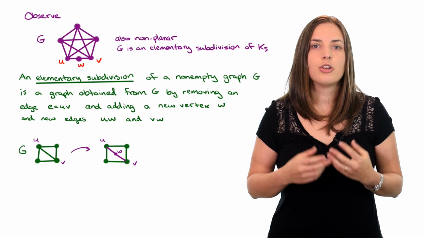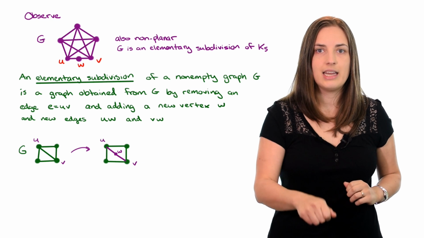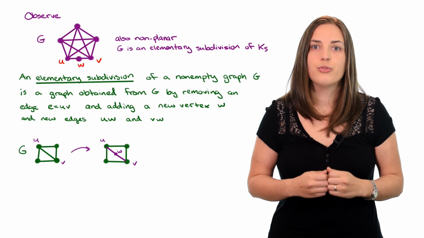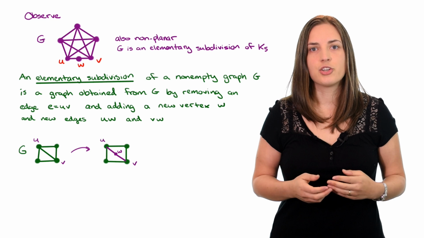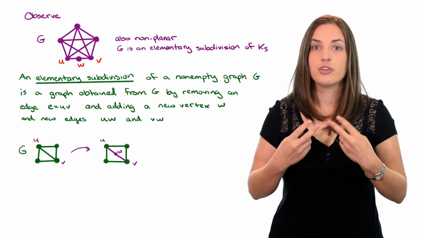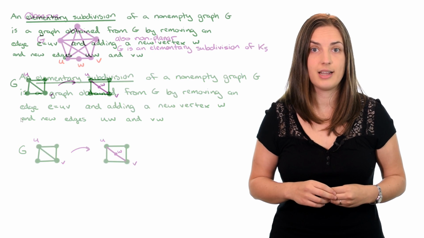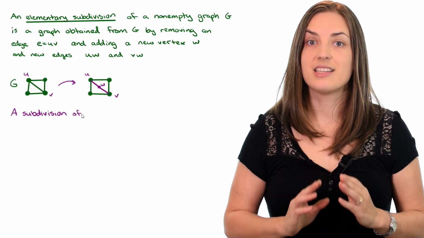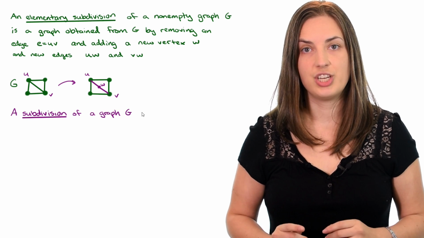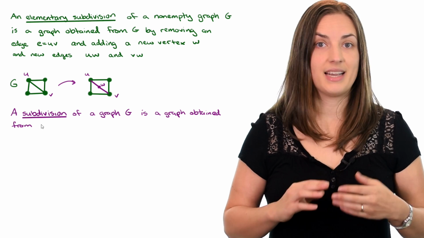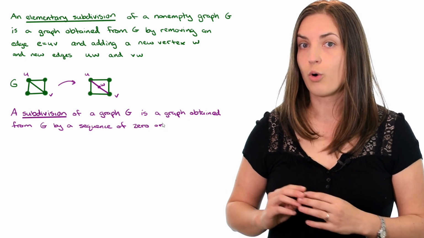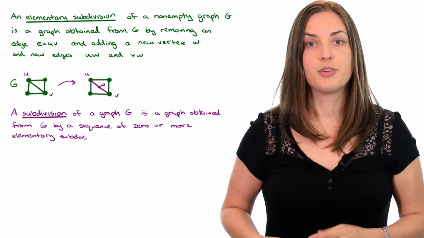So essentially it looks like we've just added in a new vertex onto an edge, and that's basically the intuition behind it. But we have to describe it in terms of removing an edge and adding in two new edges with the new vertex. Next, we define a subdivision of a graph G to be a graph obtained from G by a sequence of 0 or more elementary subdivisions.